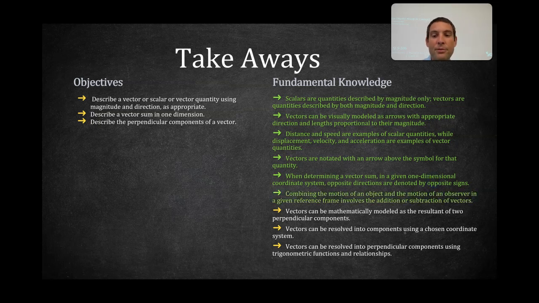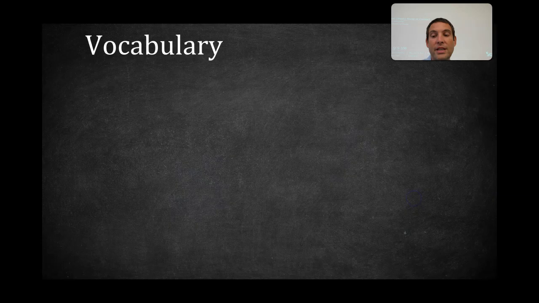Combining the motion of an object and the motion of an observer in a given reference frame involves the addition or subtraction of vectors. Vectors can be mathematically modeled as the resultant of two perpendicular components. Vectors can be resolved into components using a chosen coordinate system. Vectors can be resolved into perpendicular components using trigonometric functions and relationships.